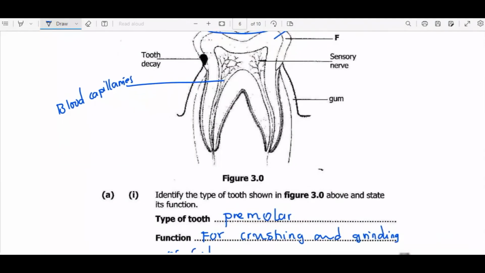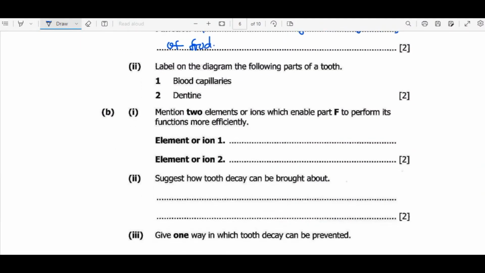Okay, we'll move on to question B1. Mention two elements or ions which enable part F to perform its function more efficiently. So part labeled F is enamel, so we want the ions that make the enamel stronger so that it is able to break whatever it should break. So the first one is calcium ion. The second one is phosphate ion.